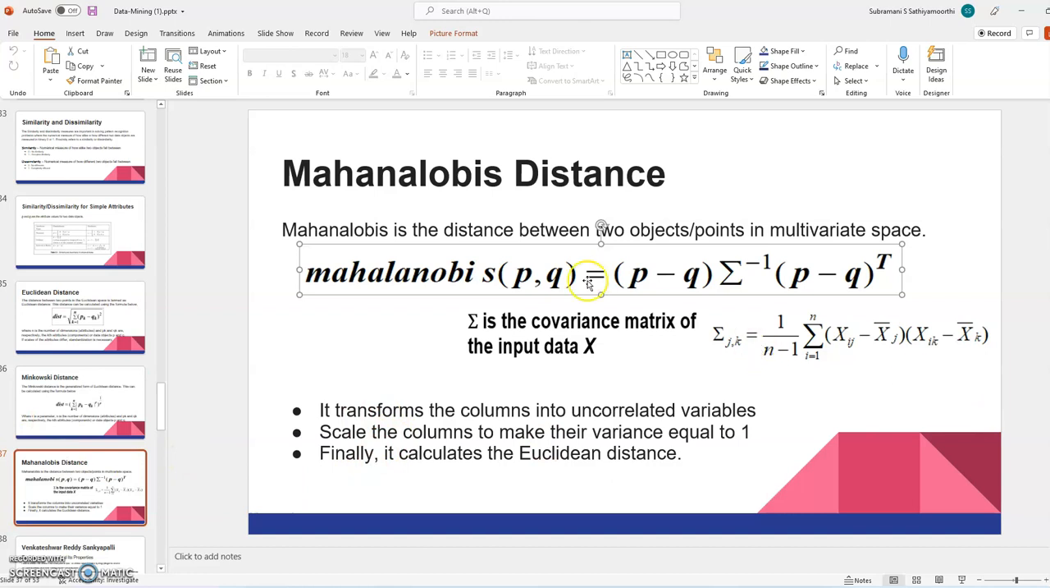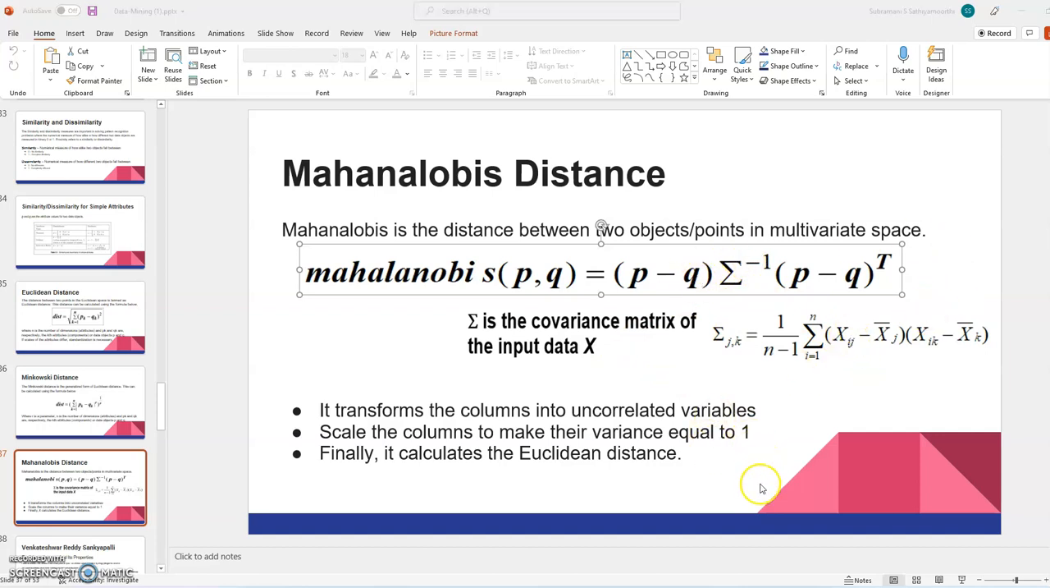So what do p and q denote here? Here p represents the vector or the data set of the observation. So the data set that is under observation is what p is. And what is q? It is the mean value of the independent variables, the independent data.